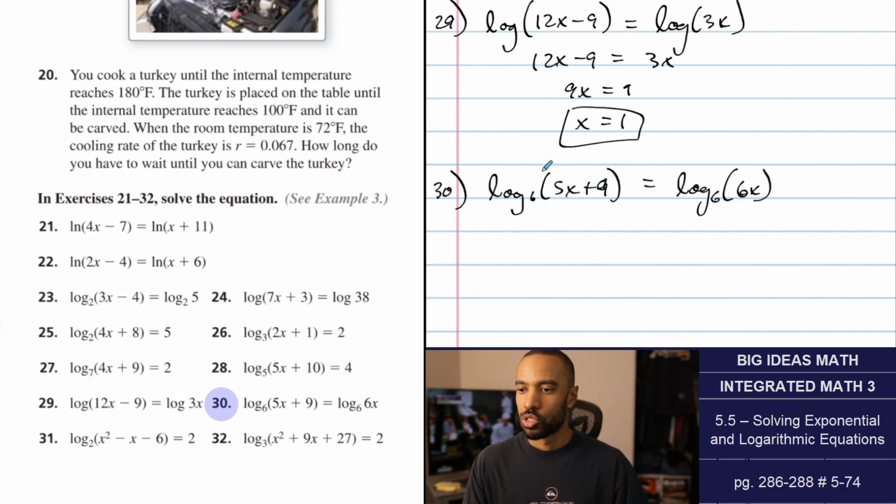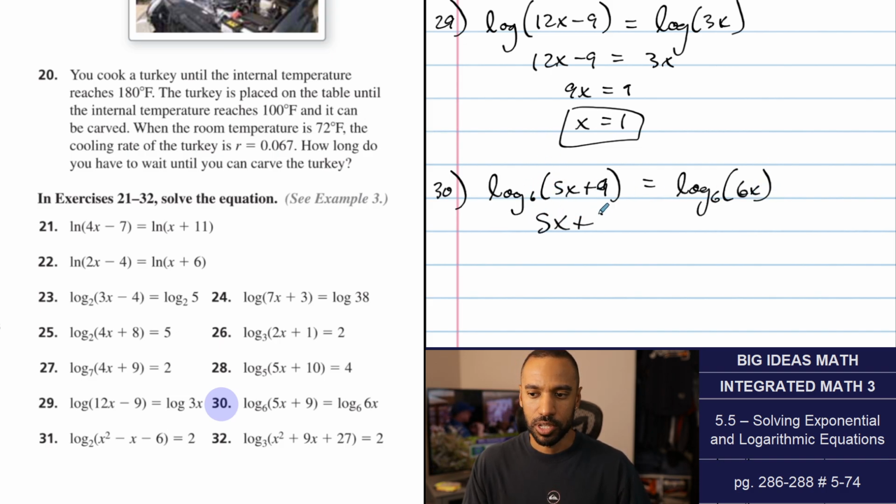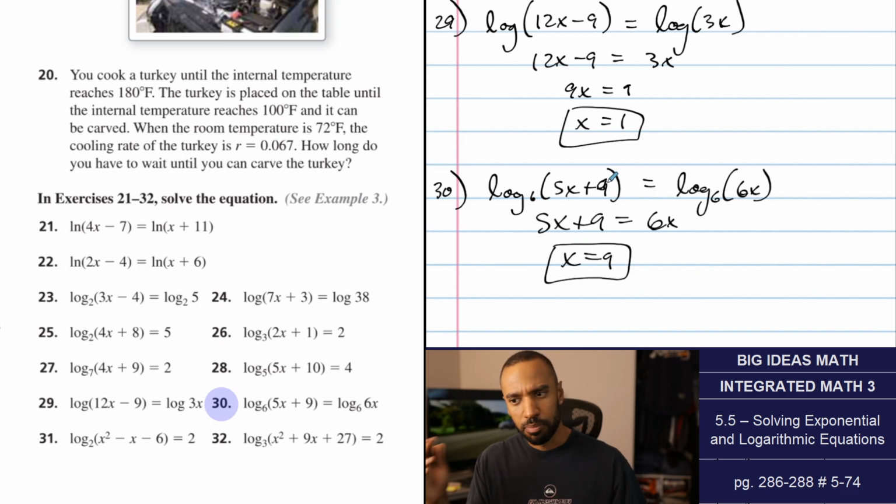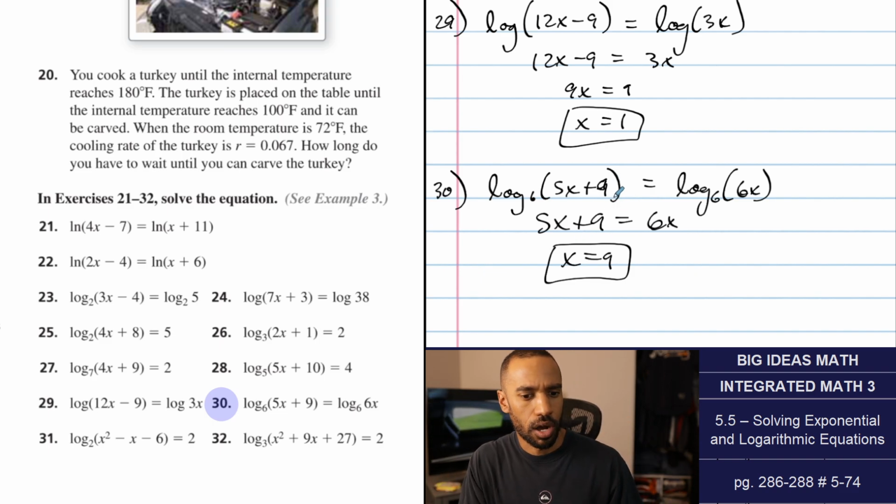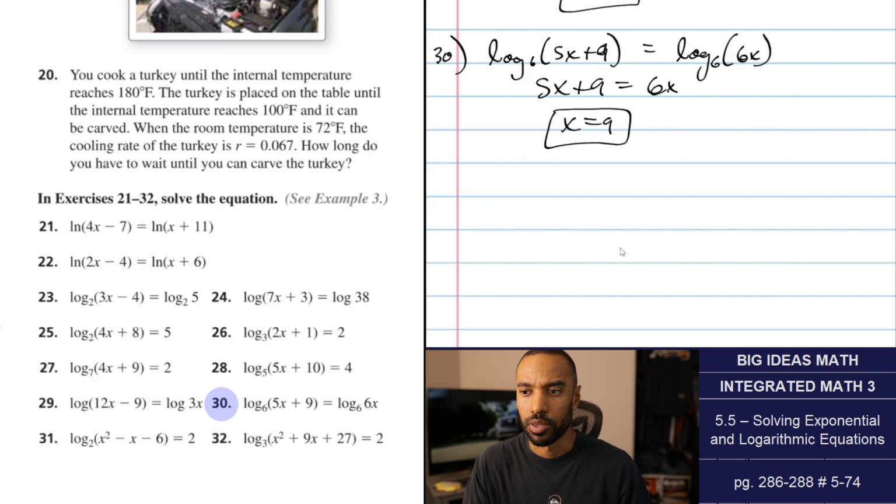Okay. So set 5x plus 9 equal to 6x. Yeah, I'm kind of lost on how this is working. Subtract 5x, you get x equals 9. So positive, positive, it all works out. That's the answer. We're all good to go on those ones.